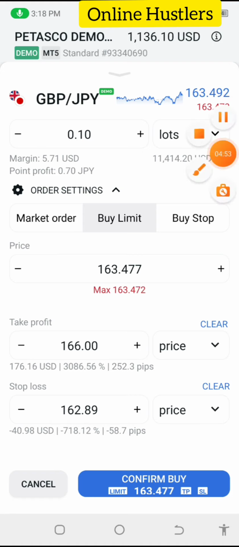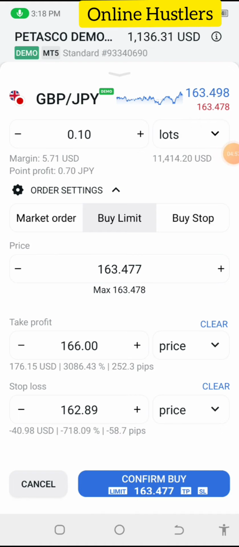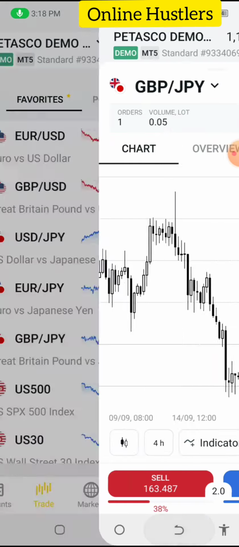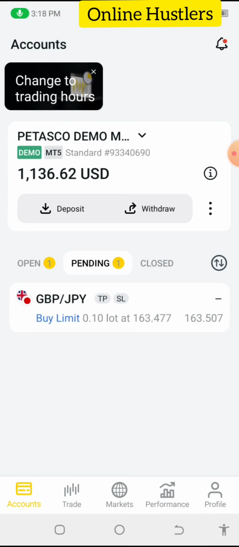After entering these details, you click on buy down here. Confirm buy. So now the order is placed, as you can see at the top here. Let's go back to our account, then you see. This is my previous open order, and this is the pending order.